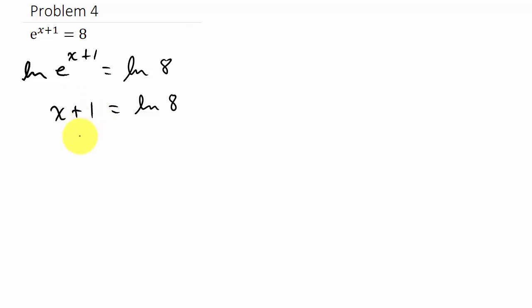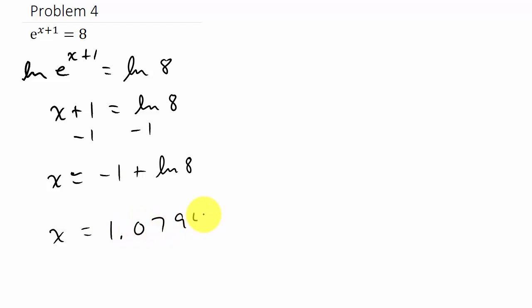So now I just got to get x by itself. So I'll subtract 1. So x is equal to negative 1 plus natural log 8. And so here I get x equals, and then you punch that into your calculator, that gives you 1.0794.